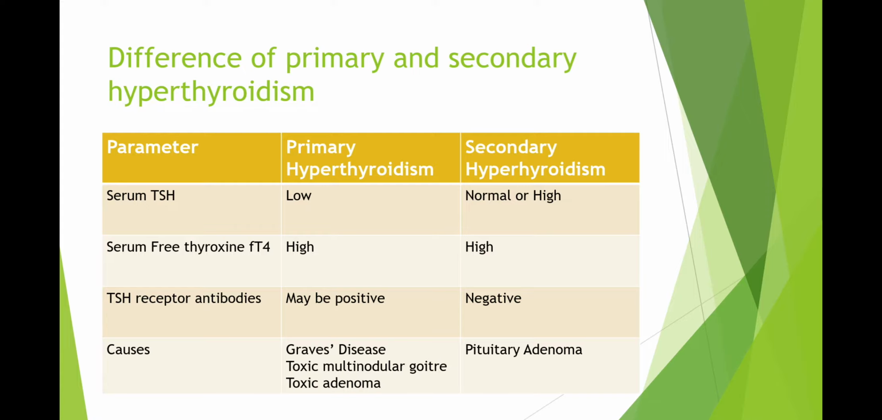Now we will sum up the difference between primary and secondary hyperthyroidism. The serum TSH will be low in primary hyperthyroidism and it will be normal or high in secondary hyperthyroidism. The serum free thyroxine, that is free T4, is high in primary hyperthyroidism as well as in secondary hyperthyroidism. TSH receptor antibodies may be positive in primary hyperthyroidism and negative in secondary hyperthyroidism. Graves' disease, toxic multinodular goiter, and toxic adenoma are types of primary hyperthyroidism, while pituitary adenoma results in secondary hyperthyroidism.